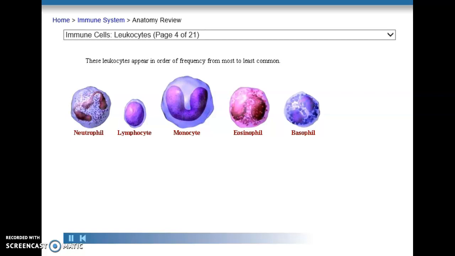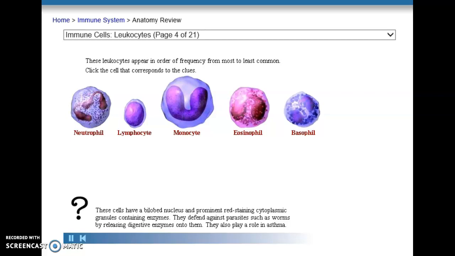Let's see what you can remember about white blood cells. Click the cell that corresponds to each of the clues you were given. These cells have a bilobed nucleus and prominent red-staining cytoplasmic granules containing enzymes. They defend against parasites such as worms by releasing digestive enzymes onto them. They also play a role in allergic diseases such as asthma.